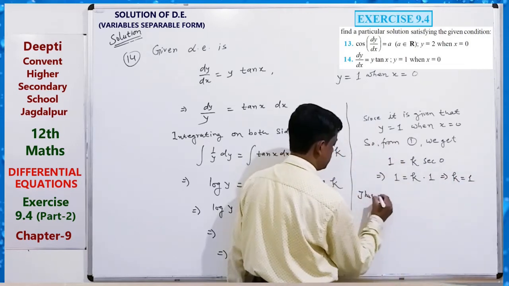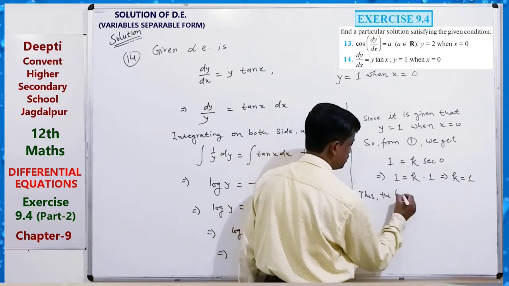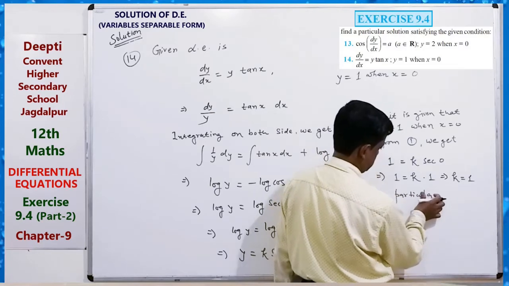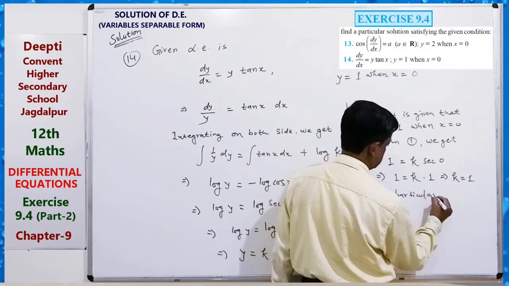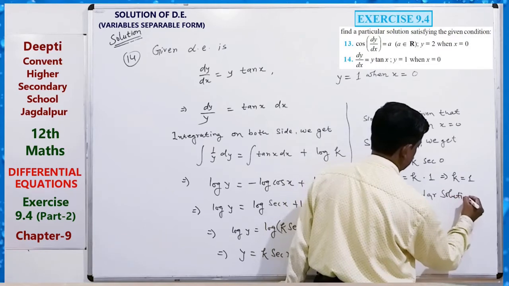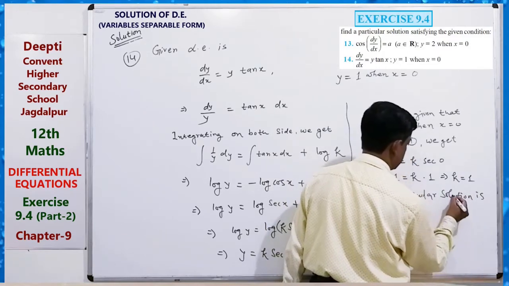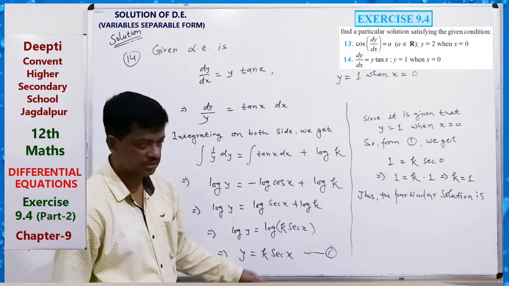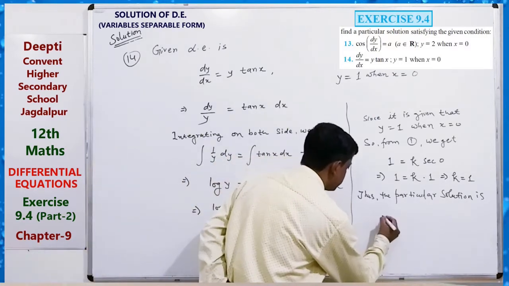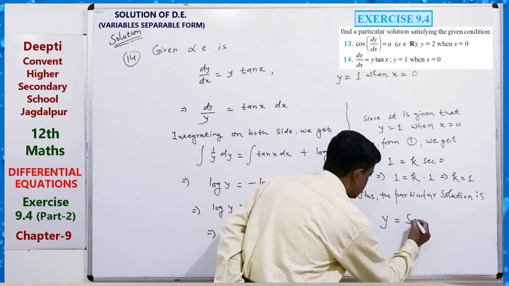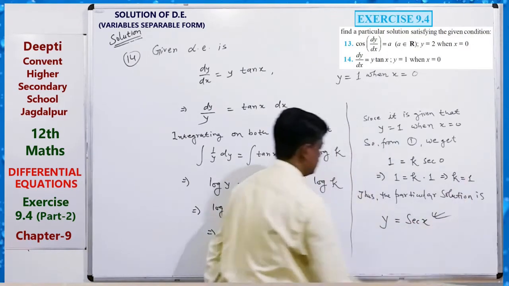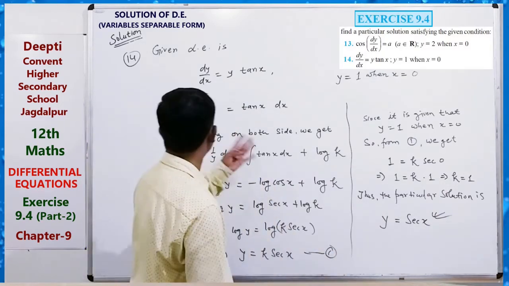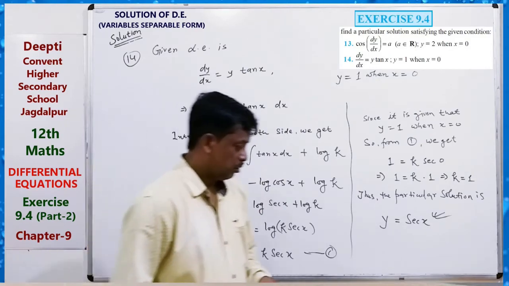Thus the particular solution is, k equals 1 put in this equation, y equals sec x. This is our solution. K equals 1, y equals sec x. Okay, so this is the solution of question 14.